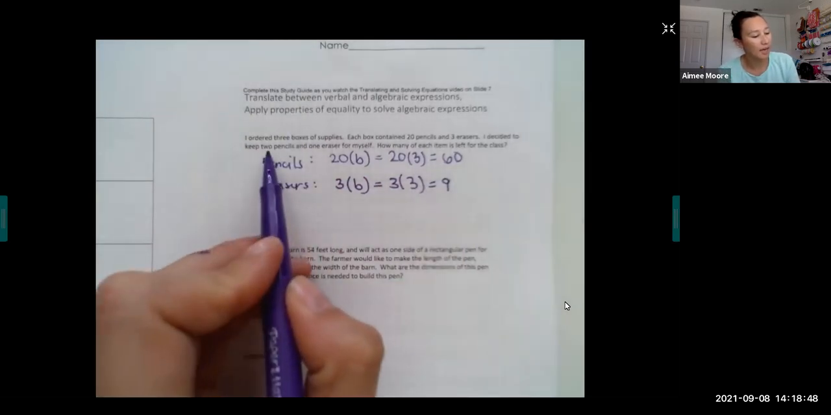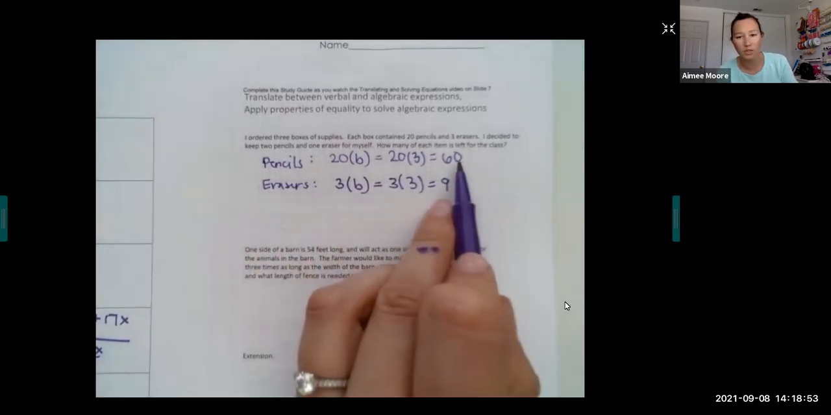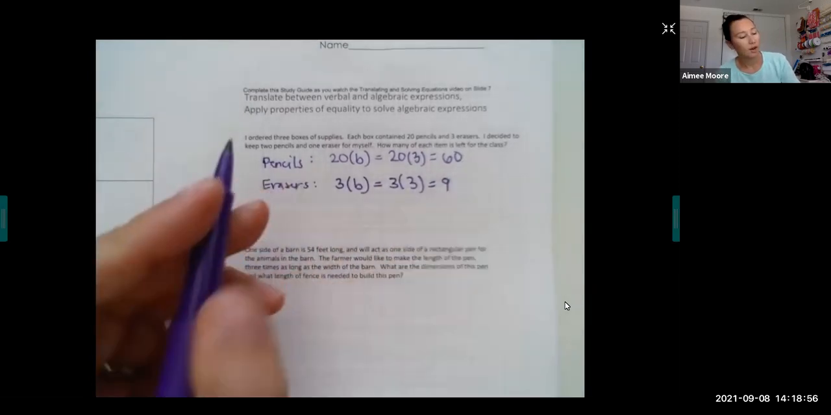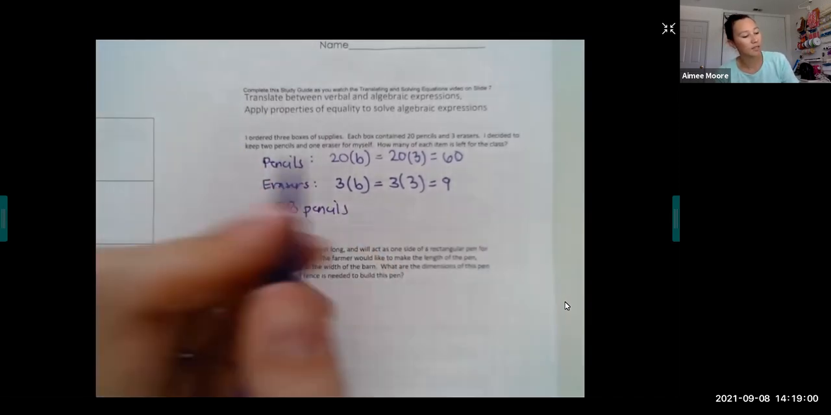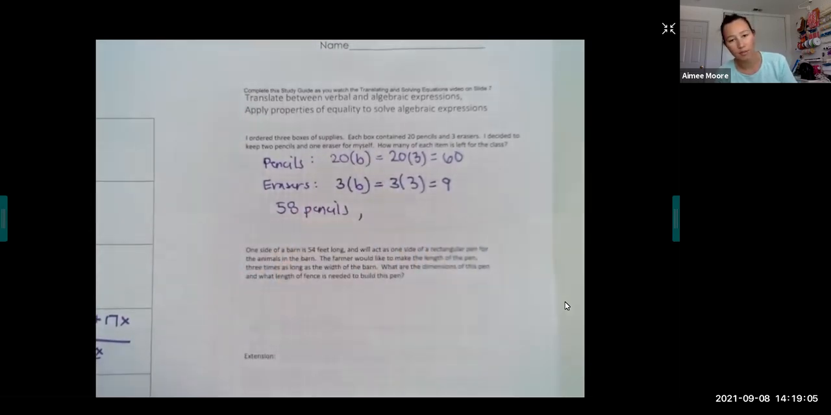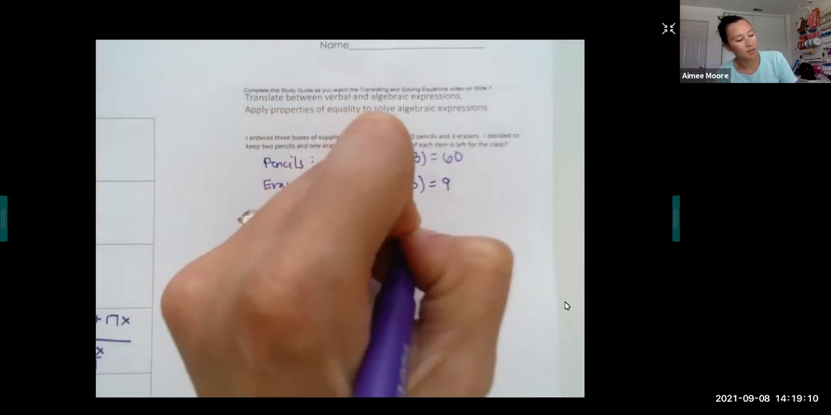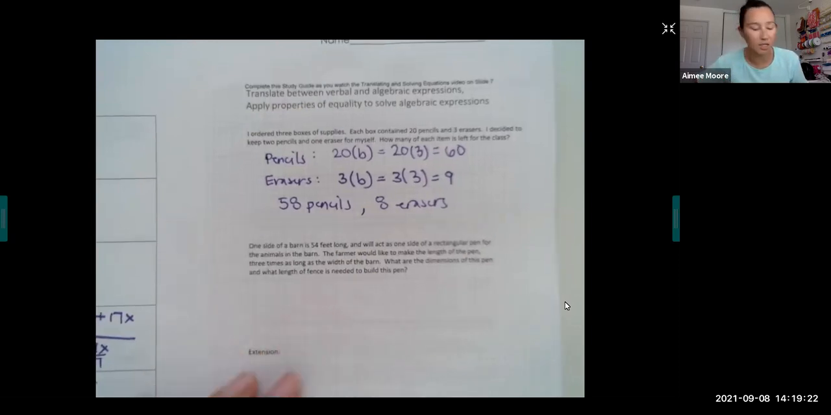Then it says, I decided to keep 2 pencils and 1 eraser for myself. So if they kept 2 pencils, there are 58 pencils left for the class. And then if there were 9 erasers, they kept 1 for themselves. So 9 minus 1 would be 8 erasers. Okay, and then we'll do one more and then it's already 2:19.